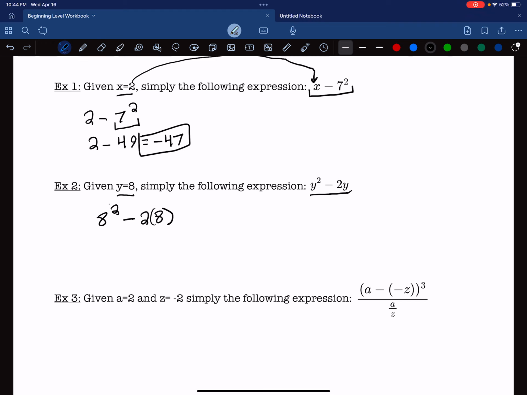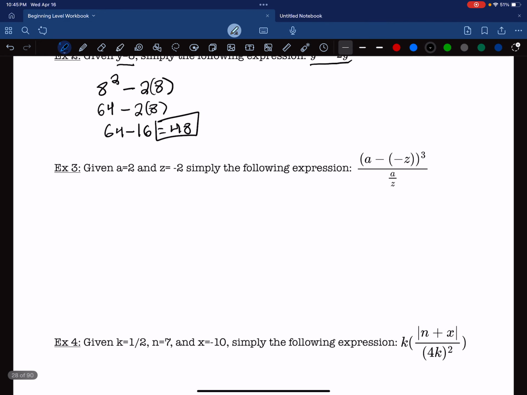So now we have this exponent. So we're going to do that first. And we don't have any parentheses. So 8 squared is 8 times 8, which is 64. And then we're going to subtract 2 times 8. And 2 times 8 is 16. So we get 64 minus 16. Which happens to be 48.